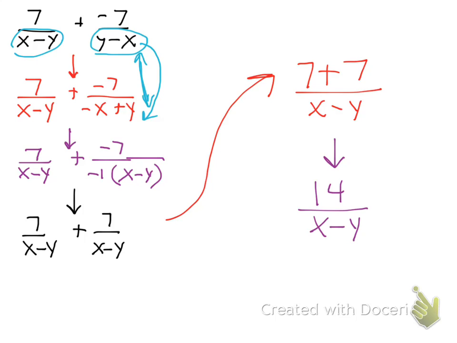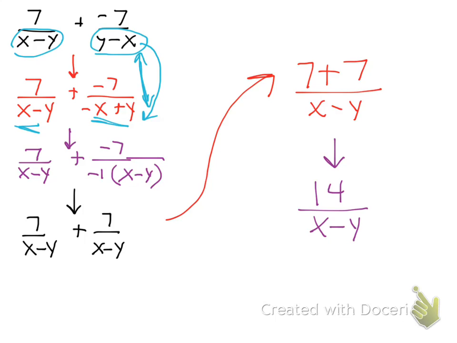So the next thing to consider is that the signs of these two denominators are opposites. One of them has a positive x, the other one has a negative. One has a negative y, the other has a positive y. So what that means is that I can factor out a -1 to get the signs back to being the same. So in the next step here in purple, I have done that.